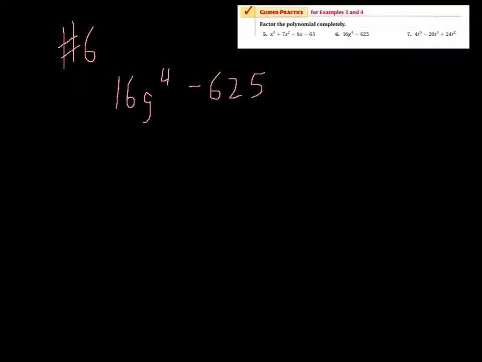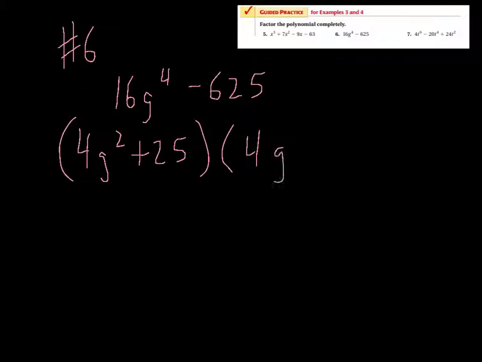Our next example is going to be number 6. 16g to the fourth minus 625. This problem is the difference of perfect squares. 16g to the fourth is a perfect square. 4g squared times 4g squared would give you 16g to the fourth. And 625 is a perfect square. Square root of 625 is 25. So this factors quite nicely into 4g squared plus 25 times 4g squared minus 25.